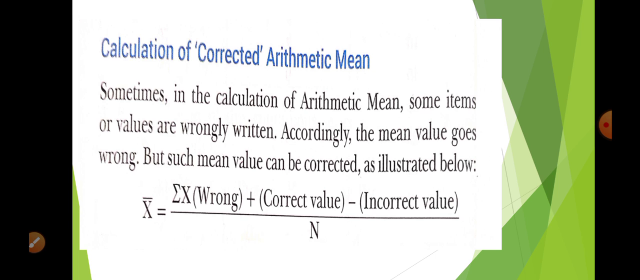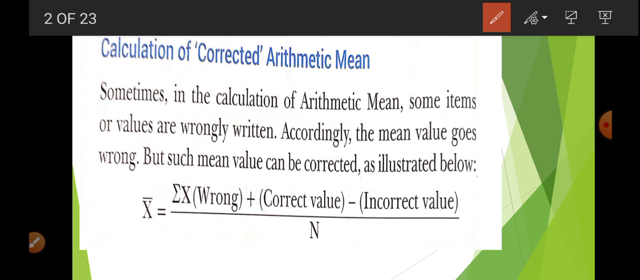So first of all, how we are going to calculate corrected arithmetic mean. Sometimes it will happen that by mistake we read any value wrong, and on the basis of that we find out the value of mean. But later on when we search, then we find that we had read something and given something else. So in that case, by using this equation we can find out the corrected mean.